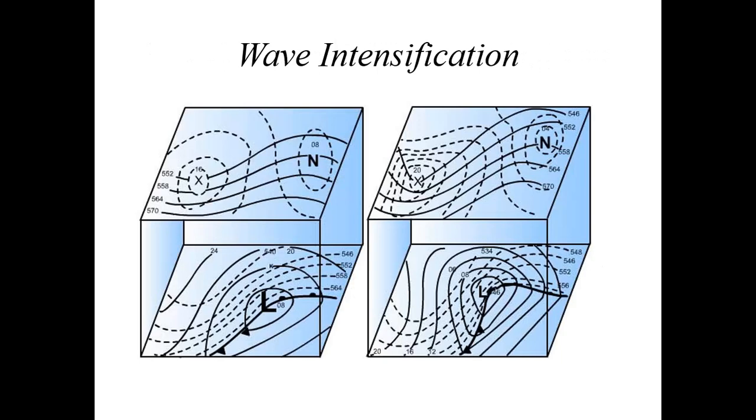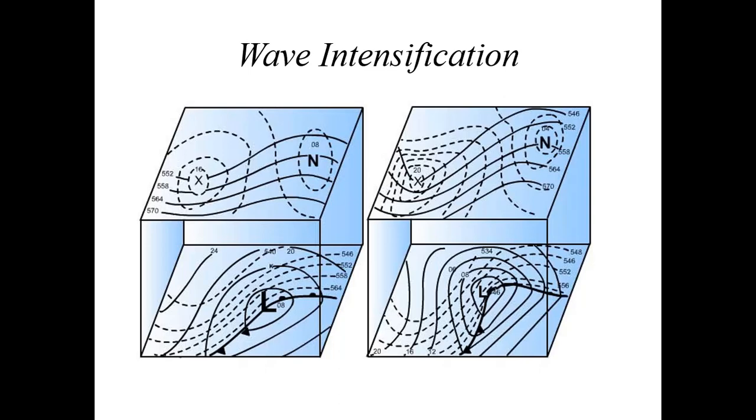So as the wave intensifies, look at the image on the right. Notice if you compare both images, the one on the left to the one on the right, you'll notice the wave amplification above the actual surface low and the surface fronts. That wave is starting to get, the trough is digging deeper, the ridge is building, and you're getting a greater vorticity gradient aloft at 18,000 feet.